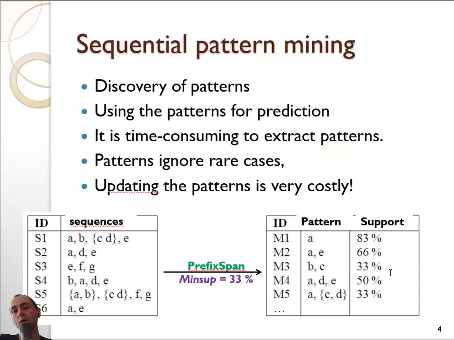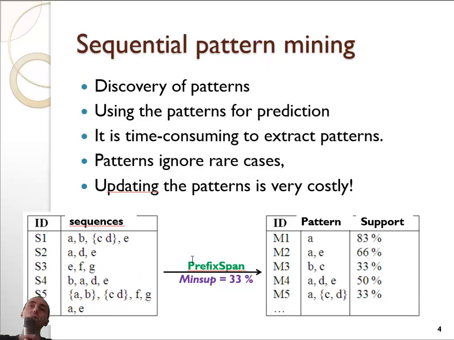Okay, so there are many ways to solve this problem, to do the prediction. One way is to use what is called sequential pattern mining. I will explain very briefly the idea. Maybe you know already about this. So the idea is sequential pattern mining. You have a table with many training sequences on the left. So for example, sequence 2 means A followed by D followed by E. Sequence 3 means E followed by F followed by G, and so on.